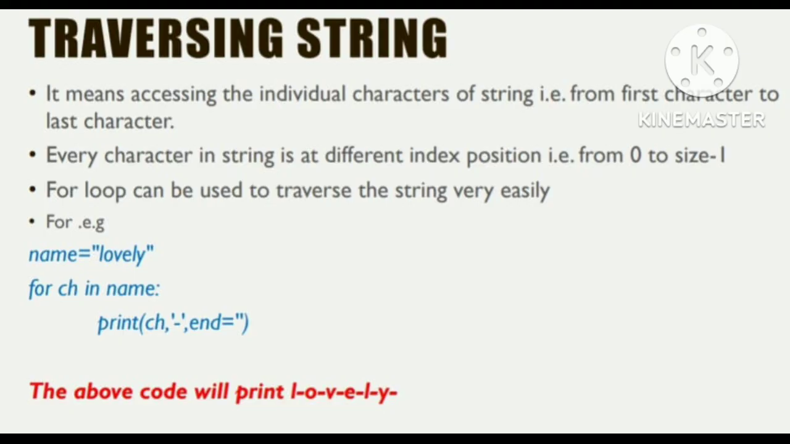Now we will look at traversing a string. It means accessing the individual characters of a string, that is, from the first character to the last character. Every character in a string is at a different index position, that is, from 0 to size minus 1. A for loop can be used to traverse the string very easily. For example, name equals lovely. For ch in name, print ch, end. The above code will print lovely.